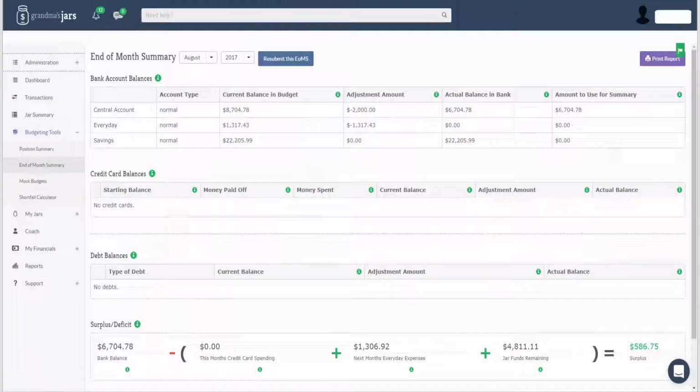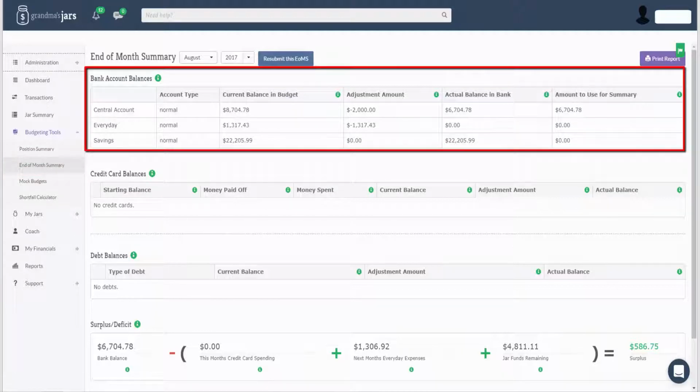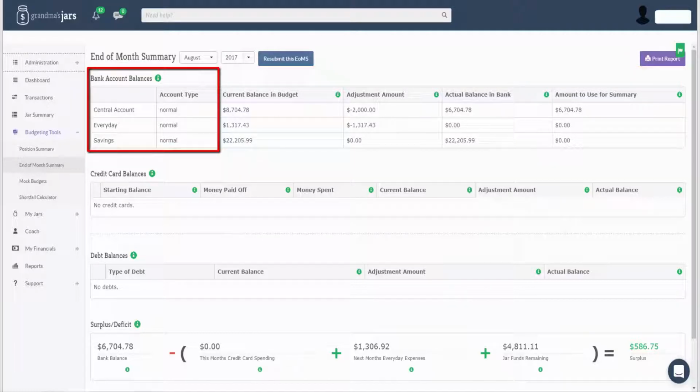Okay, let's now have a look at what this end of month summary process looks like in the Grandma's Jars budget application. This is our end of month summary page, which can be found under budget tools in the main menu bar. This first table on this end of month summary page is where you manually update the budget with your actual bank account balances. So here we can see a list of Dean and Emma's bank accounts.